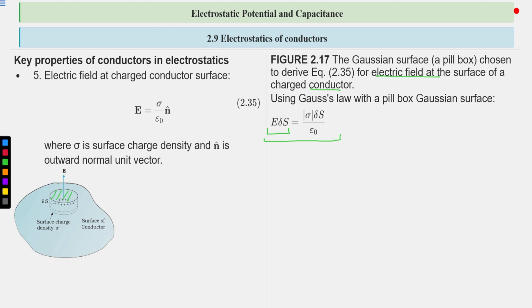So delta S will cancel out and result in E equal to sigma by epsilon naught. This is the same result. Why did we apply the mod here? Because this sigma can be negative if there are negative charges here. So the electric field direction will be reversed. The electric field will be in the inward direction if there is negative charge.